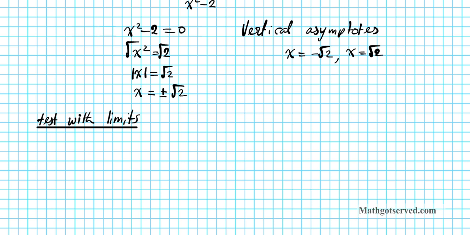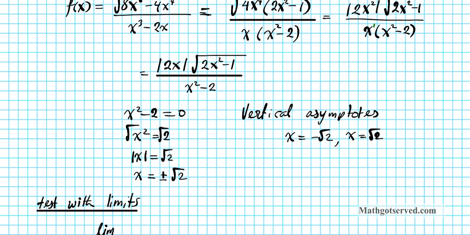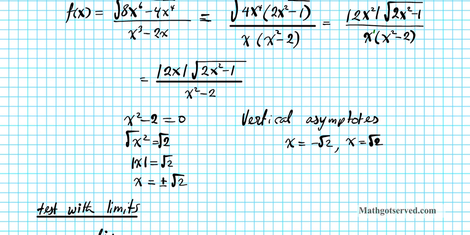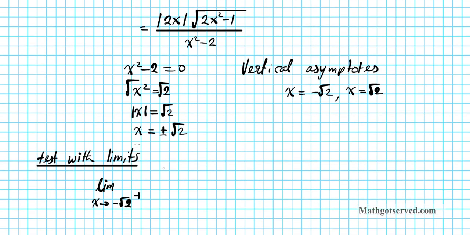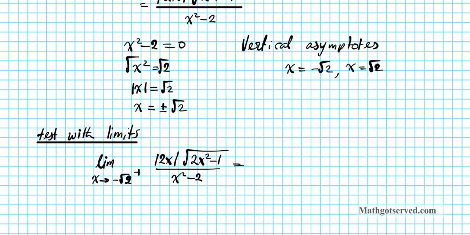All right, so let's start with the first one. We're going to find the limit as x approaches negative root 2 from, let's do from the right for both of them. I want to focus on the reduced form of this problem. So let's take that piece right there: the absolute value of 2x times the square root of 2x squared minus 1, over x squared minus 2. Okay, so let's simplify that.